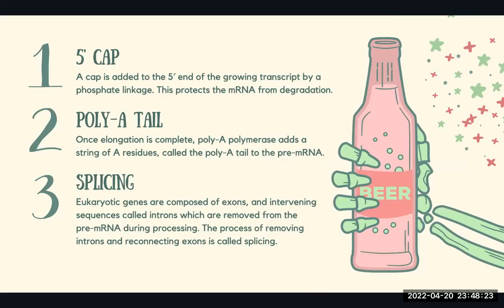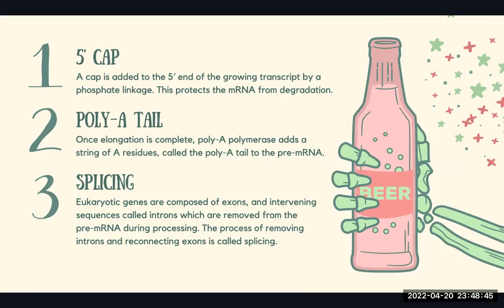A cap is added to the 5' end of the growing transcript by phosphate linkage. It's called the 5' cap. This addition protects the mRNA from degradation. In addition, factors involved in protein synthesis recognize the cap to help initiate translation by ribosomes.